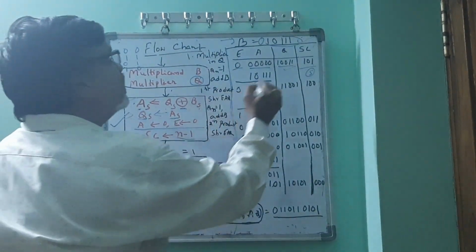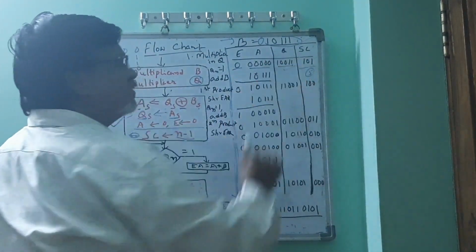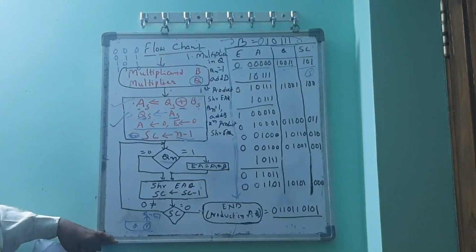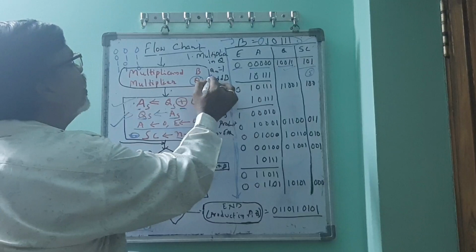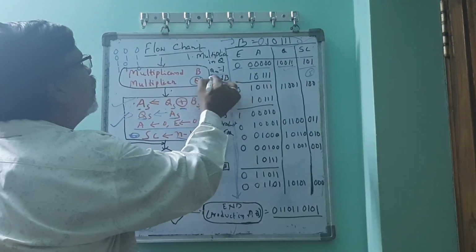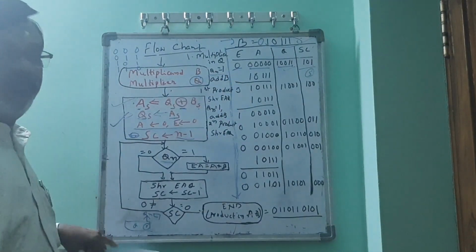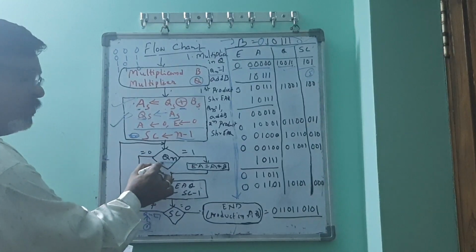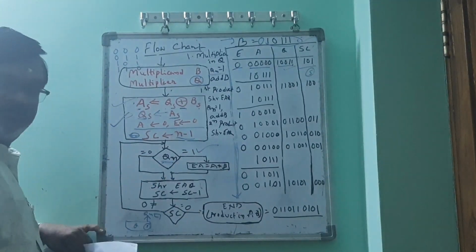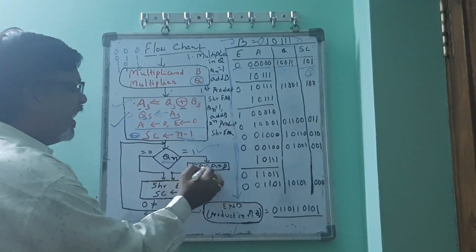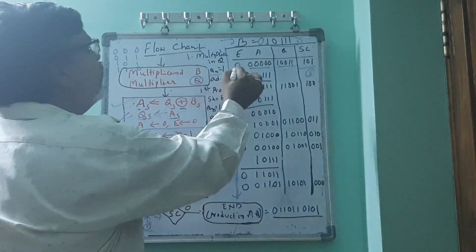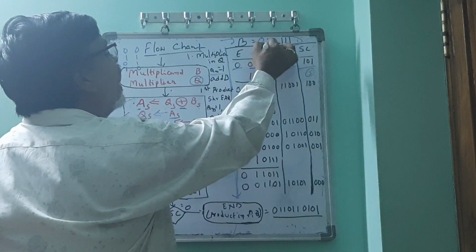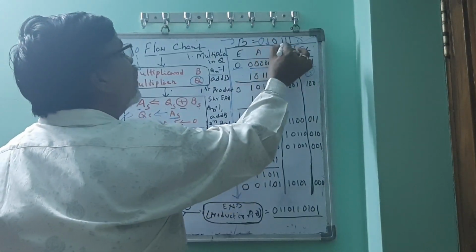So if Qn is 1, you just check it out here. The multiplier is in Q, and Qn is 1. So if Qn is 1, yes, then EA is equal to A plus B. EA is equal to A plus B.